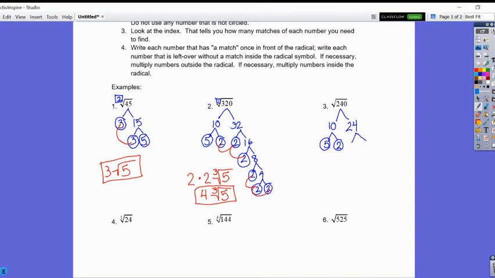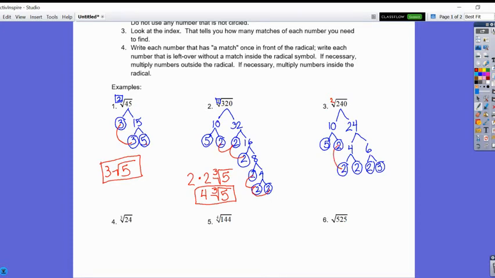24 is a composite number. 24 I could treat as a 4 times a 6. 4 I know has factors of 2 times 2, so I found some primes. 6 has factors of 2 times 3, so we found those. Now, think about your index. What number is sitting on the shelf? That is a square root, so this is an invisible 2. So I just need to have 2 matches to make a group.